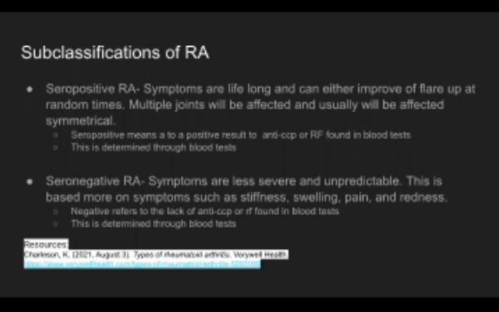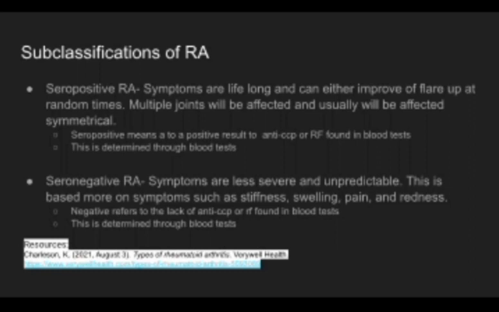Seropositive RA symptoms are lifelong and can either improve or flare up at random times. Multiple joints will be affected and usually will be affected symmetrically. Seropositive means a positive result in anti-CCP, or anti-cyclic citrullinated peptide, which is when you have high levels of rheumatoid factors, or RF, found in blood tests.